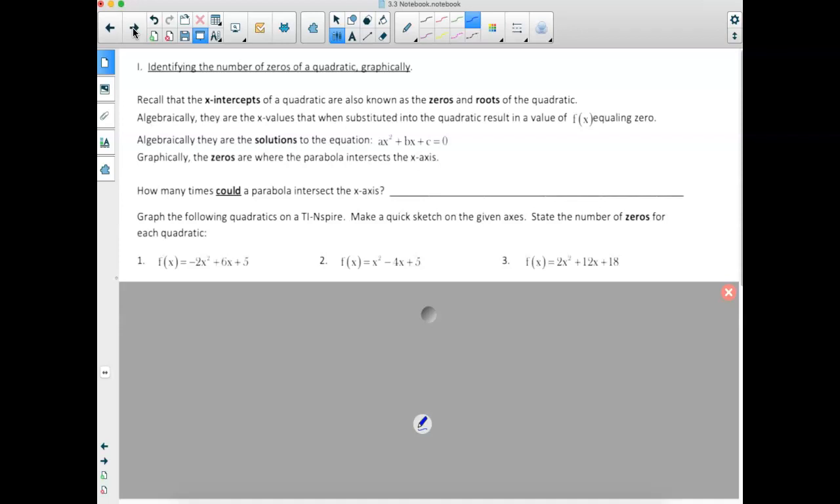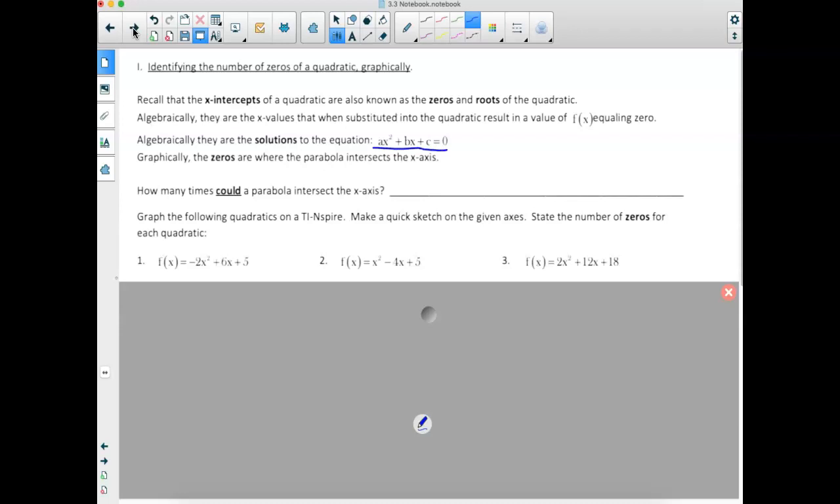Algebraically, they are the x values that, when substituted into the quadratic, result in f of x equaling 0. That's why we can use the zero product property when we factor. So algebraically, the solutions are where the equation equals 0. Graphically, the zeros are where the parabola intersects the x-axis.